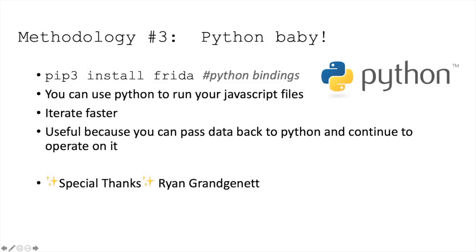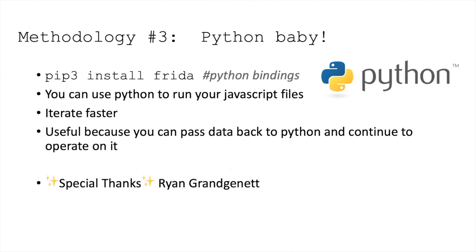Frida trace is probably one of my favorite parts of Frida, but the thing I don't like is JavaScript. JavaScript is just not very friendly, which is why my third methodology is using Python. So it's really easy to use Python with Frida. All you have to do is install the Python bindings. So you can say pip3 install frida, and now you have the Python bindings, and you can do everything that you do in Frida with Python. I really like it because I don't like writing JavaScript, so I feel like I can run my JavaScript files from Python, and then I can just iterate a little bit faster. You can also pass data back to Python and continue to operate on it.